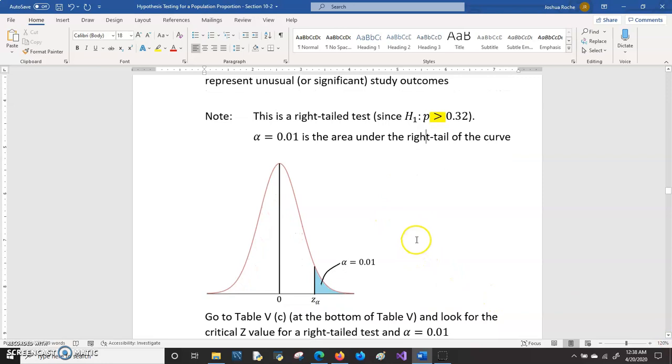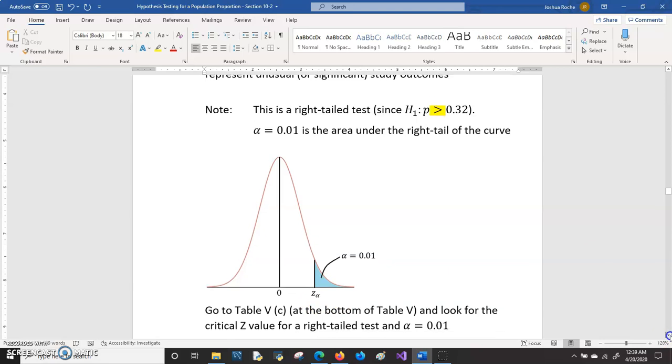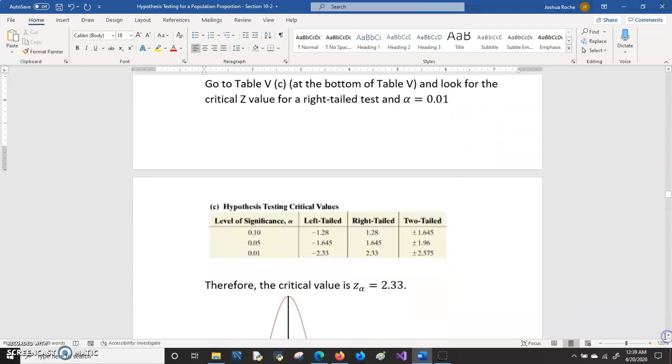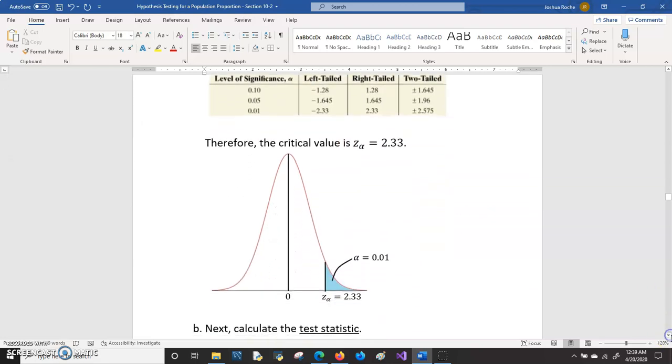When you are working this out, it really does help to draw out that curve. So you would draw this curve, the cutoff would be on the right tail of the curve, and you're looking for this cutoff value, this z value. And to find that, go to table 5c, which is at the bottom of table 5. Here's table 5c. This is a right tail test. The alpha is 0.01, and so the z is 2.33. So that is the cutoff value for that tail, 2.33.